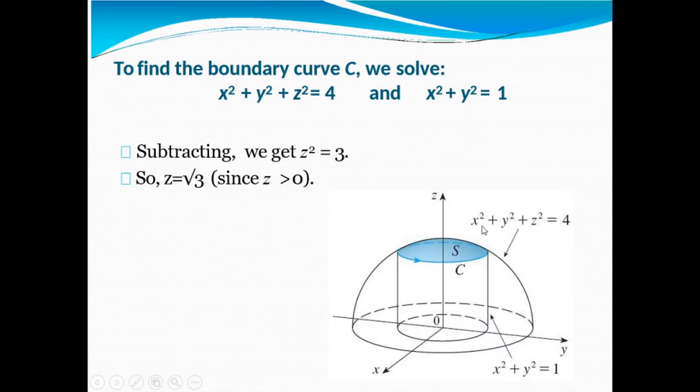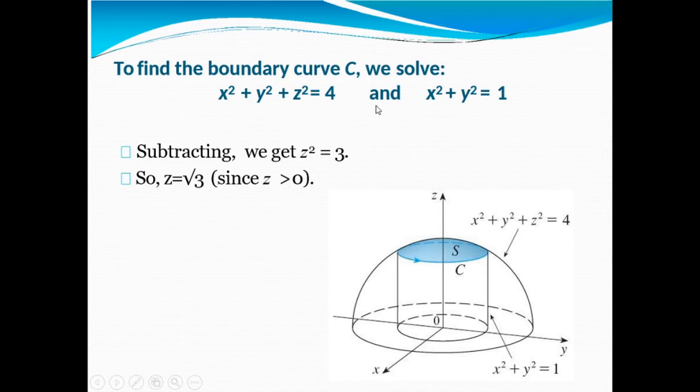If you see here, the sphere is this. The sphere has the equation x square plus y square plus z square is equal to 4. In that, a cylinder is embedded. That cylinder's equation is x square plus y square is equal to 1. So it is in the xy plane. We have taken all the conditions into consideration. Now we have to find the surface area of this region, which is shown in blue color.